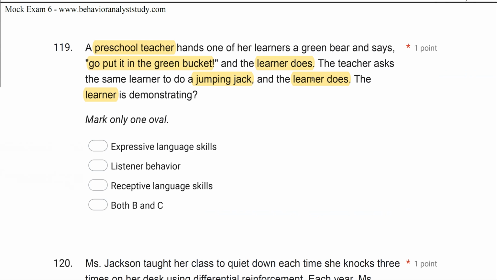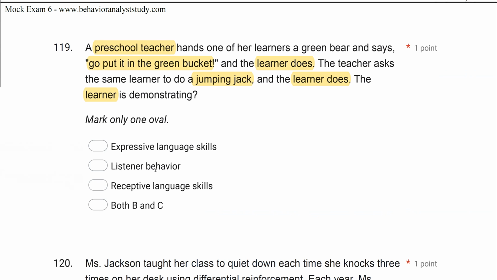Now, we have two types of language, so to speak: expressive language and receptive language. Expressive language is communication, what you're saying vocally. Receptive language is the ability to follow instructions, follow spoken language. Compliance, you might say. In this case, we're looking at the learner's behavior, and what are they doing? They're complying, they're following instructions. That is receptive, and we know we have receptive here, in C.